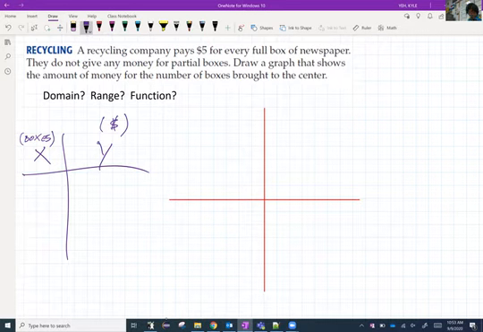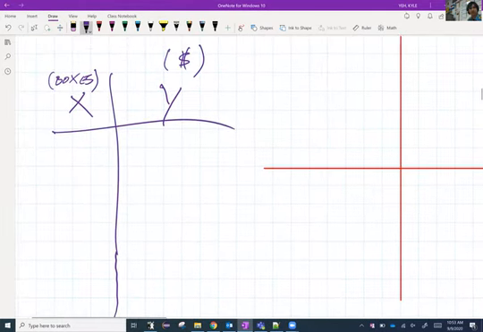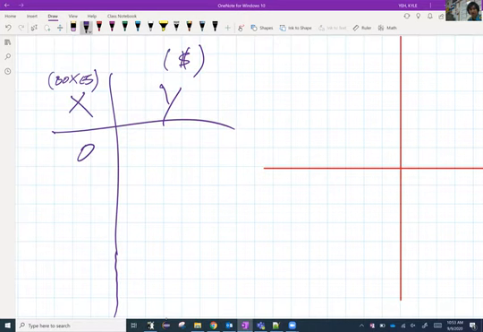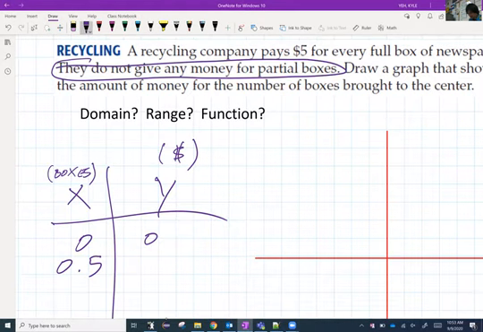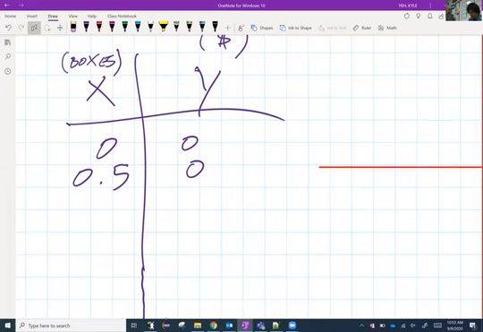I've already started drawing a table on that left-hand side. I'm making my x's the number of boxes I bring in, and the y's how much money I'm going to be paid for those boxes. If I bring in 0 boxes, $0. That's the way the world works. If I bring in half a box, we were told above they do not give any money for partial boxes, so I'm still getting $0 for that half box of newspaper. What if I bring in 0.99 boxes? You'd like to think in the real world, someone would say, yeah, that's about 1 box. But according to these rules, we're still getting nothing. That's still a partial box.